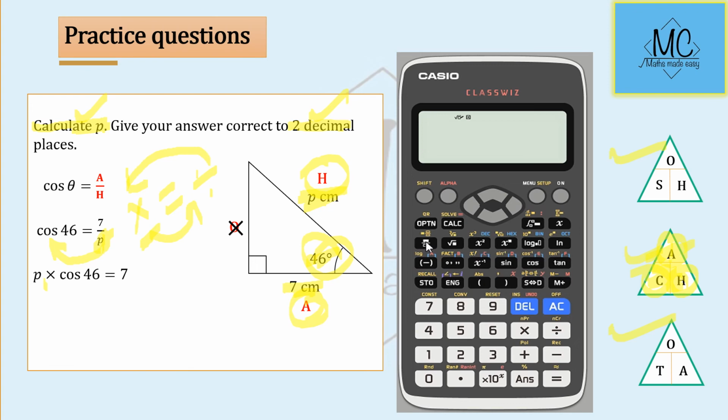Now I wanted to find this value of P. It means I have to remove this cos sign from here and take it to this side, which means if my cos is multiplying with P, it will start dividing on the other side, so P is equal to 7 over cos 46. And if you put this value in your calculator, you'll find the answer P is equal to 10.08 centimeters, and your calculation is also given here. And that's how you have to find the answer.